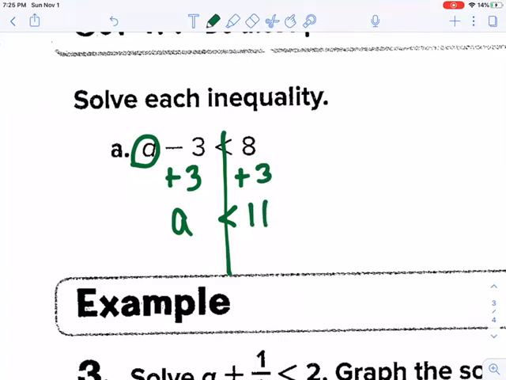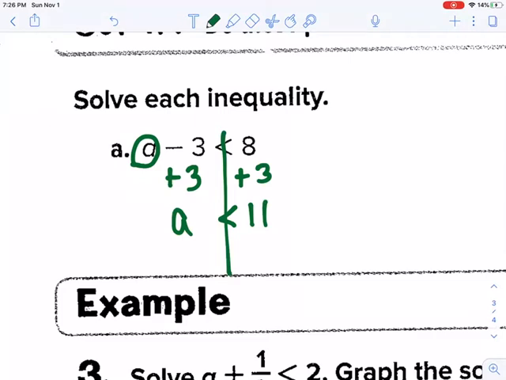So notice our answer is not 11. Our answer has to be less than 11. So when you check this, you have to pick a number that's less than 11. If you pick 11, you're going to get 8 is less than 8 in your check step, and that is not a true statement. So pick any number that's less than 11.